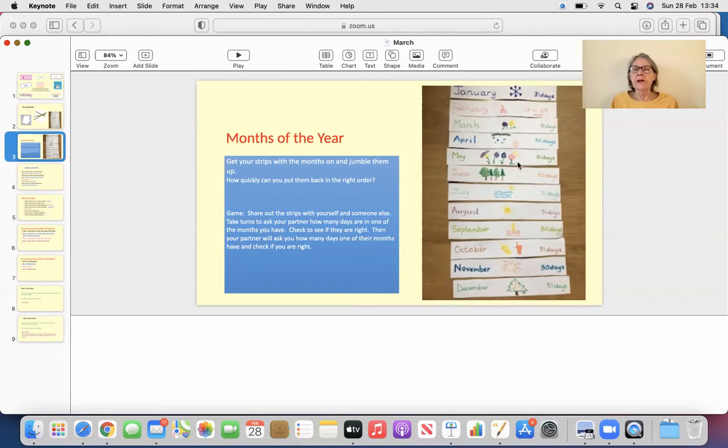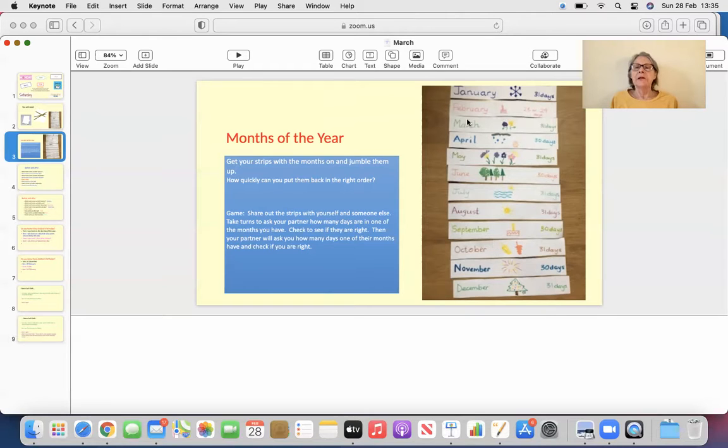You're going to share out the months with a partner, and then you will ask your partner how many days are, for instance, in the month of August, if you've got that strip. And when they tell you the answer, you'll be able to check and say, yes, it has got 31 days. And then let's pretend they've got March, and they could say to you, how many days are in March? And you could say 31 days, and they'll check. So play that game with all of the different months.